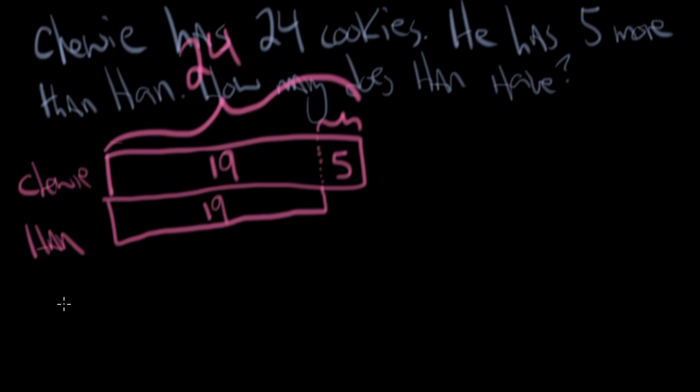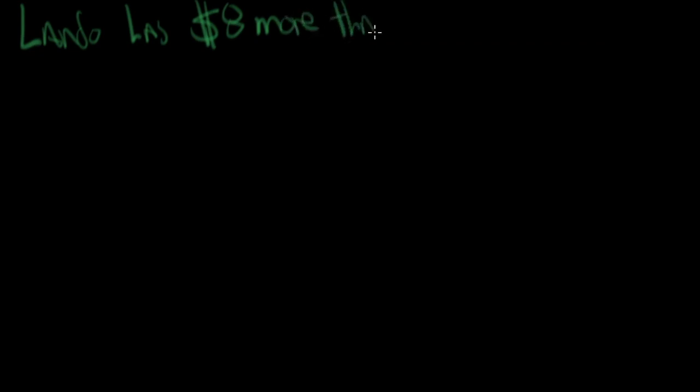Now let's go to perhaps another one that's a little bit more challenging, to see if you guys really do get this. Okay, here we go. Let's use some money stuff. So Lando has $8 more than Unkar. So he has $8 more than Unkar.